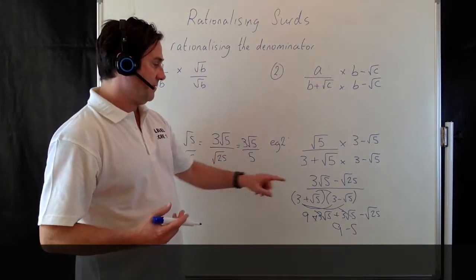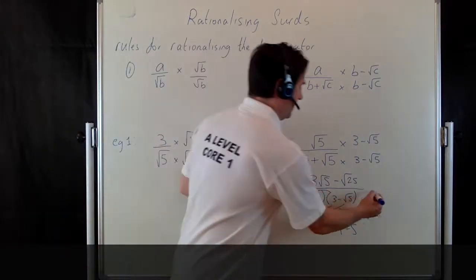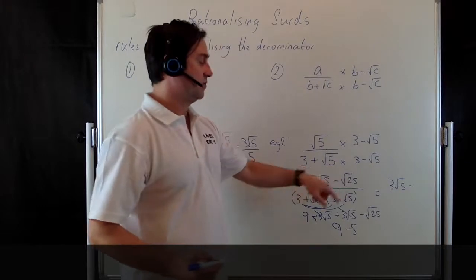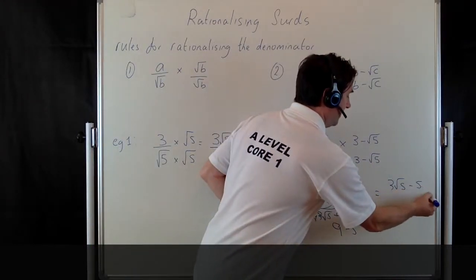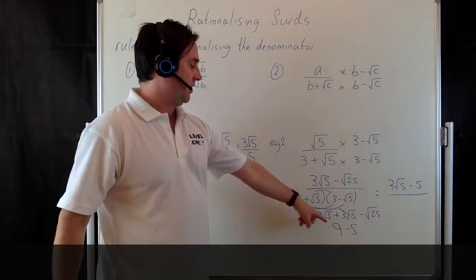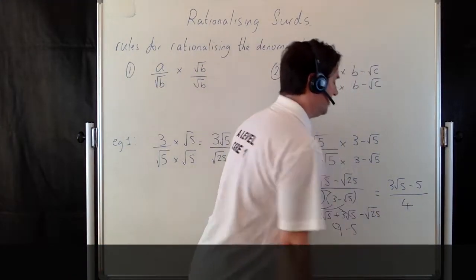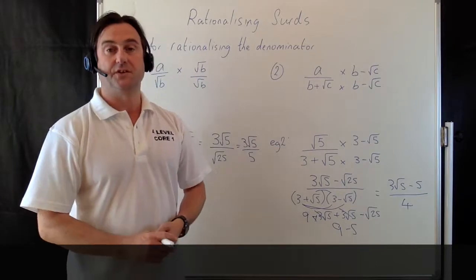So what we end up with on the top is 3 root 5 take away root 25, which is 5. And on the bottom, we're just going to end up with 9 take away 5, which is 4. And that's our answer simplified.